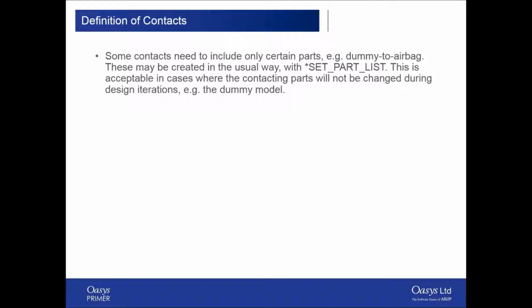Some contacts need to include only certain parts. So, for example, a dummy to airbag. So they can be created in the usual way. It's only really the bigger contacts where you have to think about adding and subtracting parts.